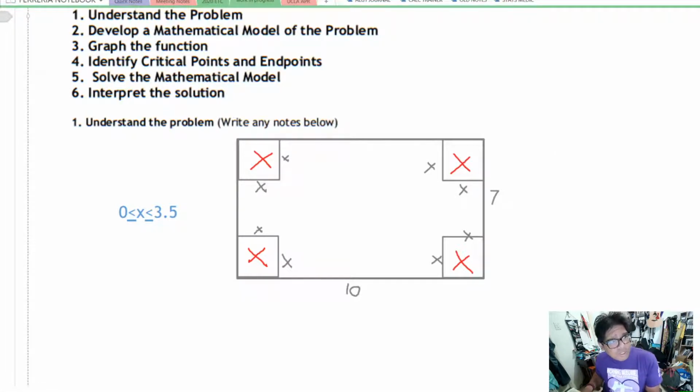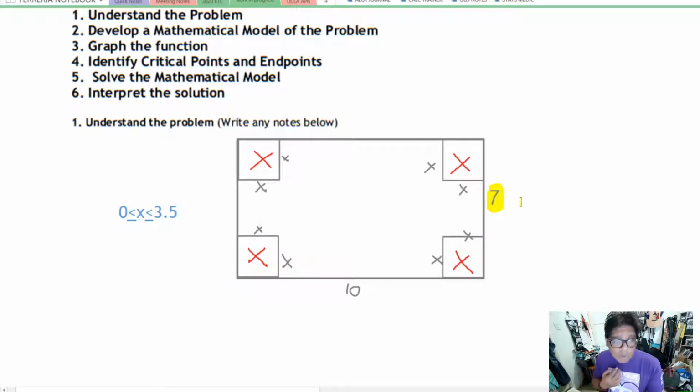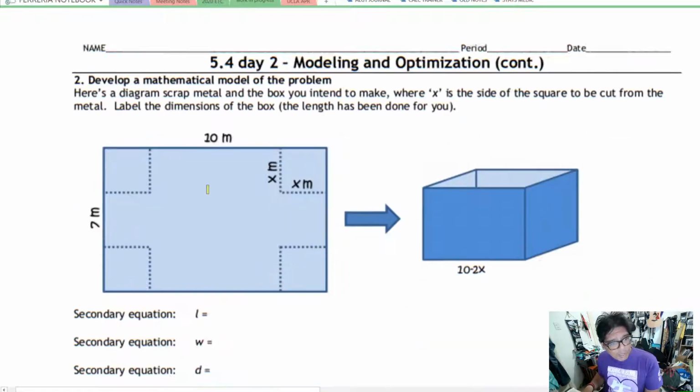You're always constrained by your smallest dimension. That's a good thing for us to remember. Look at your smallest dimension if you want to constrain yourself, if you want to figure out the biggest thing you can do. So let's move on from there.